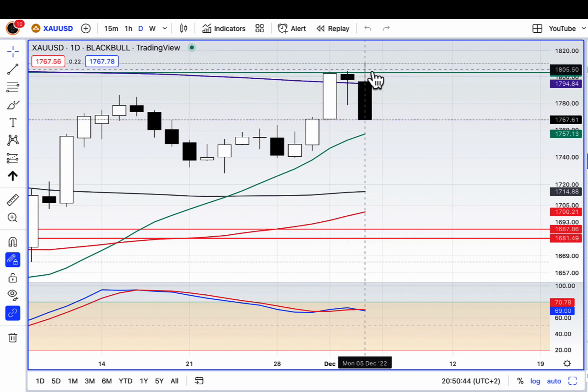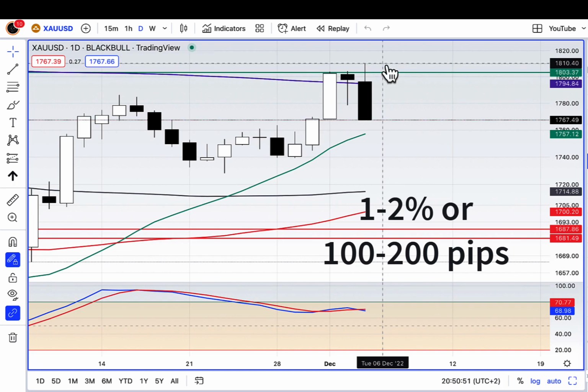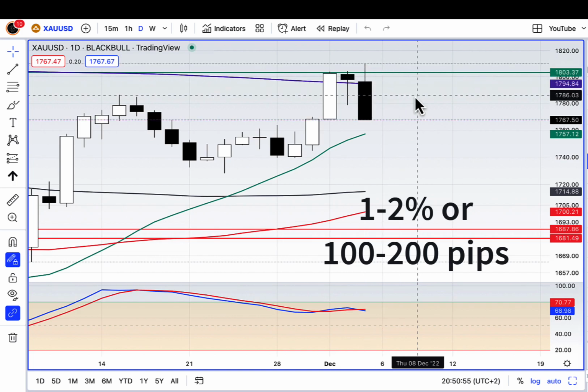I'll give you a rule of thumb. The market moves about, on average, about 1 to 2% per day. I'll give you two methods to calculate this. If you look at the euro and the pound, for example, that's about 100 to 200 pips before we expect to get a retracement. So that's about 1 to 2%. Same thing on the Australian dollar, and you'd expect the same thing on gold.